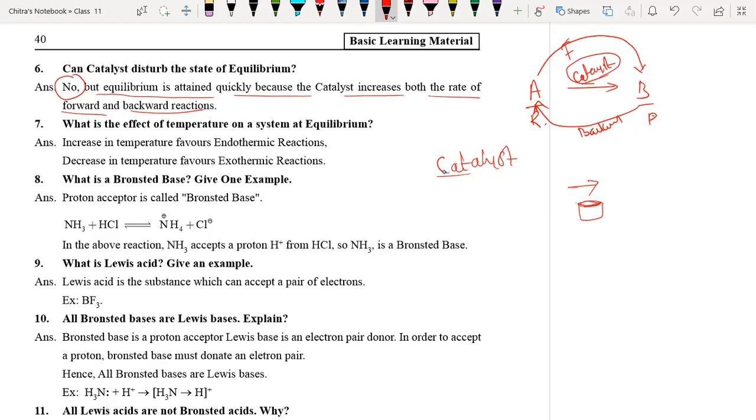Next, what is the effect of temperature on systems at equilibrium? If we increase or decrease the temperature, after some time equilibrium is going to be acquired. Increasing the temperature favors the endothermic reaction, because the reactant or product absorbs energy. Decreasing the temperature favors the exothermic reaction, since there is a possibility to release heat energy during the reaction, hence it is exothermic.